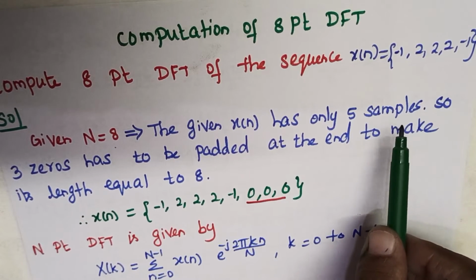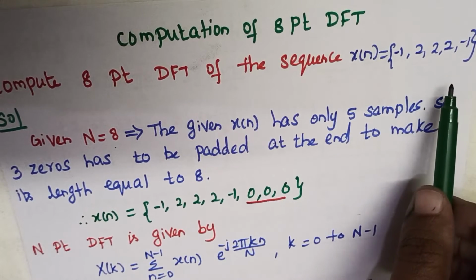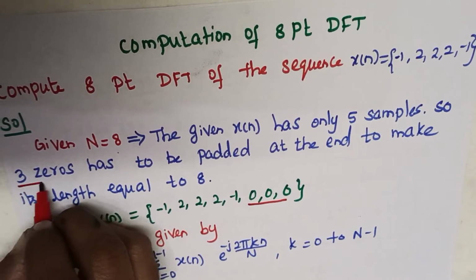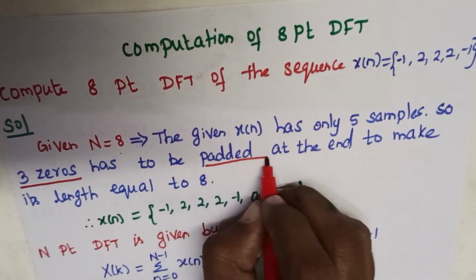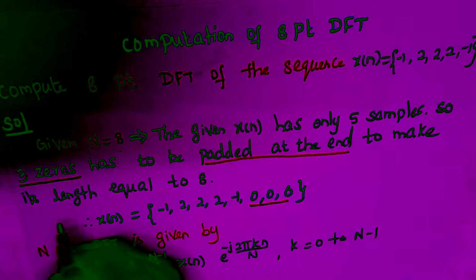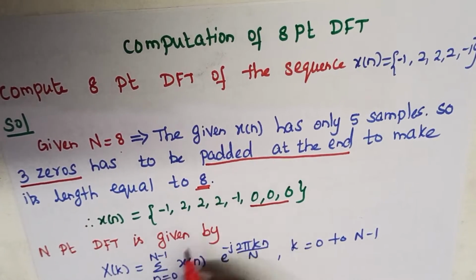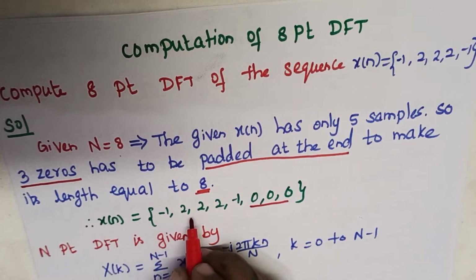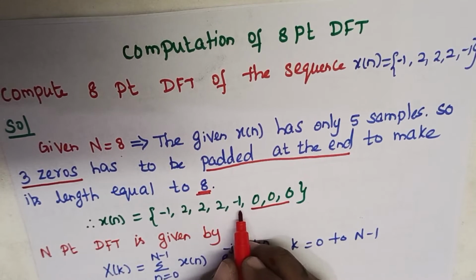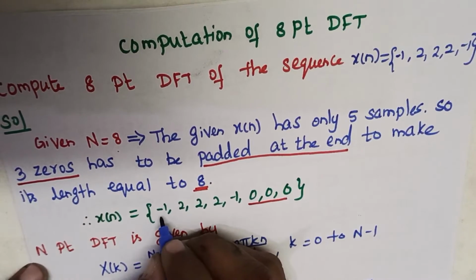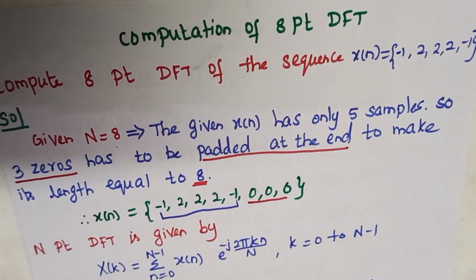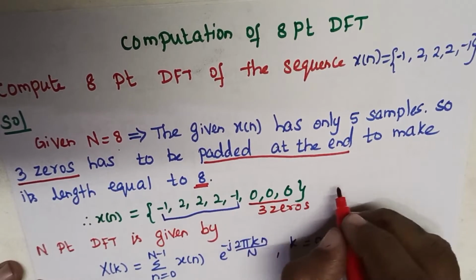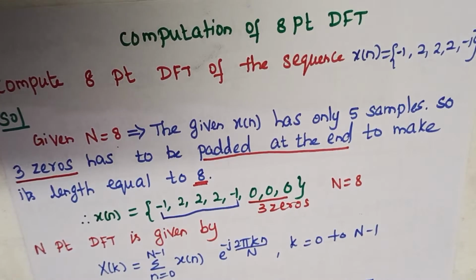So, in order to make its length equal to 8, we have to pad 3 zeros at the end of the sequence. Now look at the sequence: x of n is equal to -1, 2, 2, 2, -1. With this, all 5 samples are written as mentioned in the problem, and we have padded 3 zeros to make its length equal to 8.